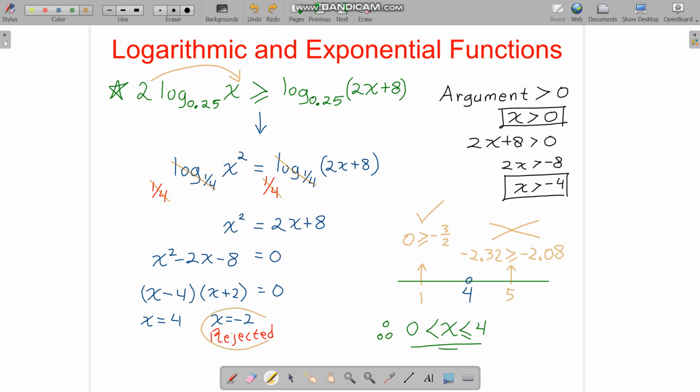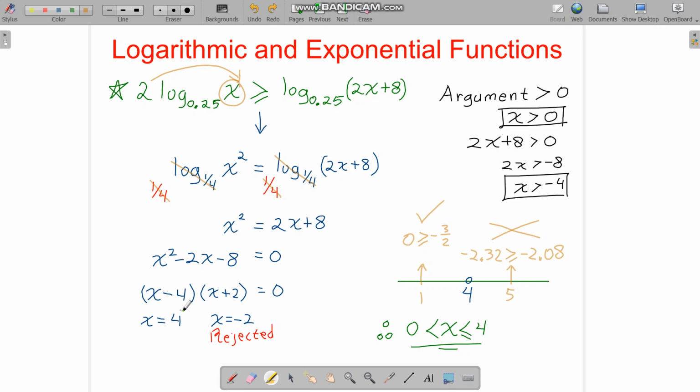This is rejected because, wait a minute. Oh yeah, it is rejected because you see here we have the argument just x, so the -2 must be rejected, because if you plug in -2 here, you will get an error. So -2 is not a critical value.